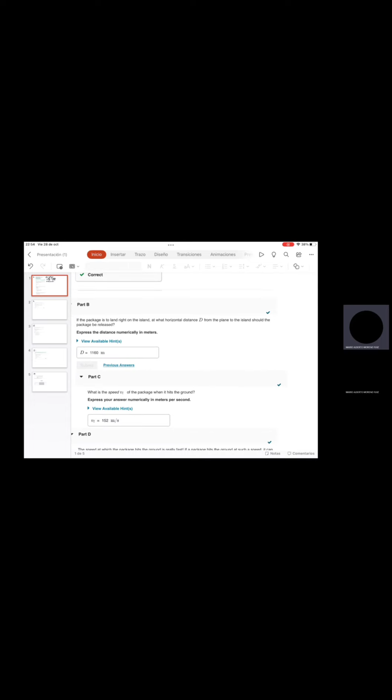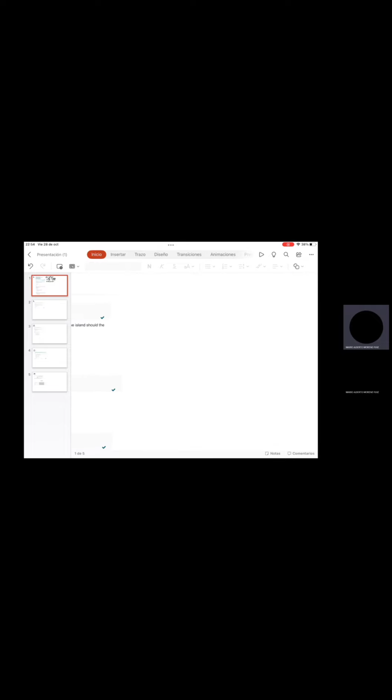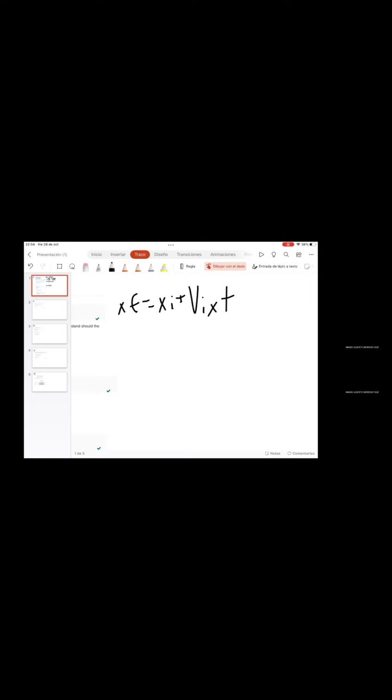Now part B. Part B says, if the package is to land right on the island, at what horizontal distance from the plane to the island should the package be released? Okay, for this we're going to use this formula, that is the final position in x, that is what it's asking us, is equal to initial position in x plus initial velocity in x times time. We know that this will be 0.